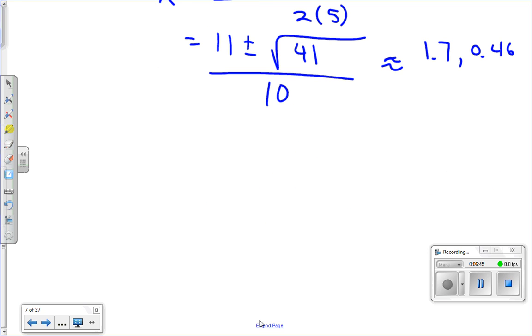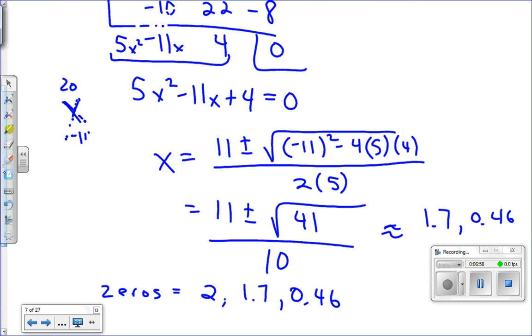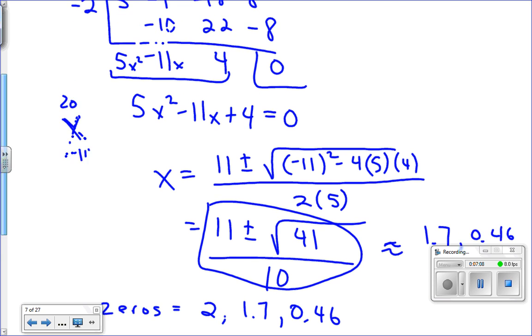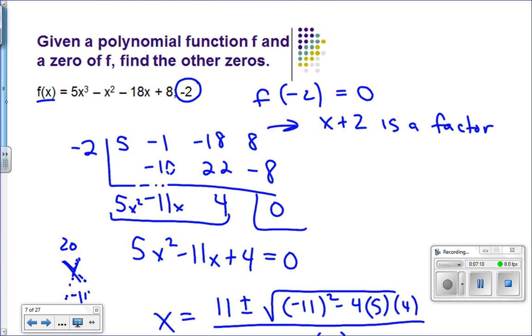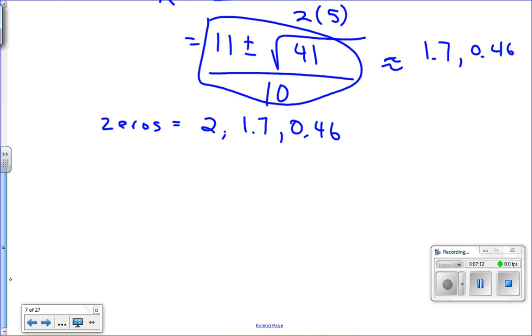So let's recap what we know. The zeros of this polynomial are the one that was given to me, the negative 2. I also have 1.7 approximately and 0.46. They could ask for either the exact answer, which is the square root here, or they could ask for the approximation. And it helps to get that approximation because now we can actually graph this. We know the end behavior. We know where it crosses the x-axis.